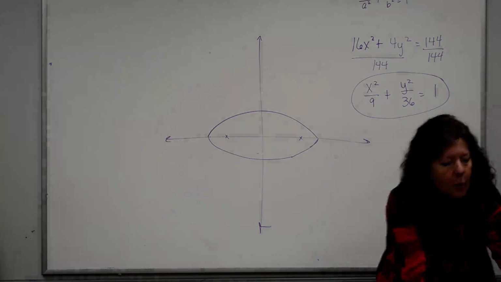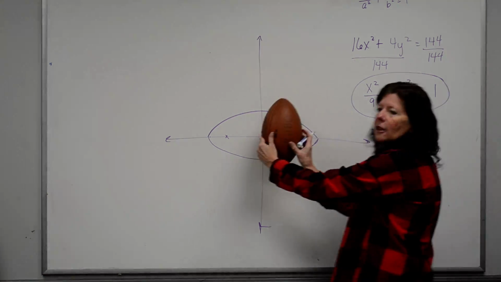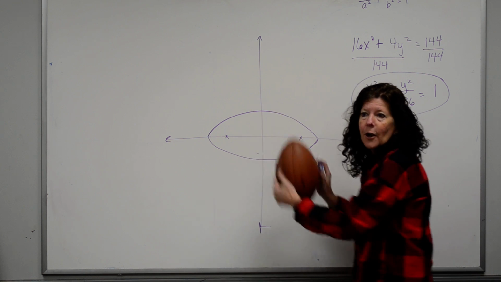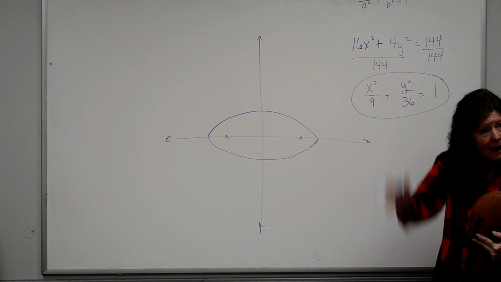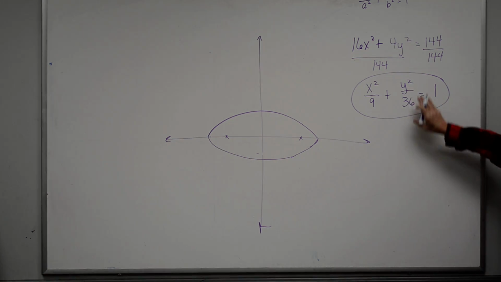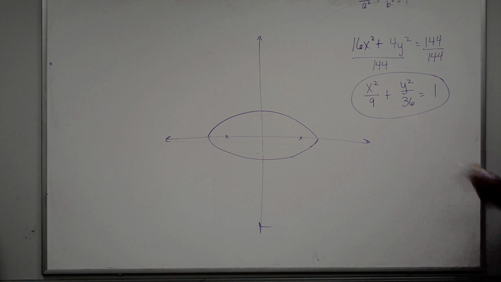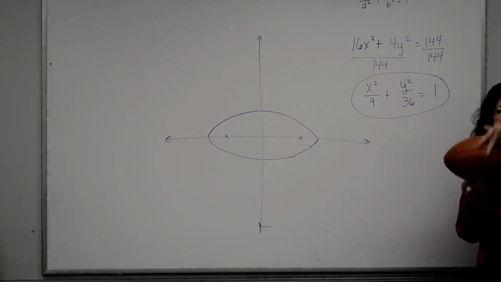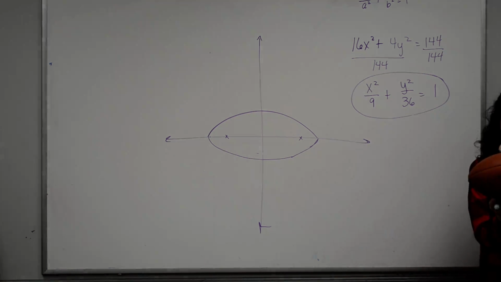So I know that this is an ellipse that has a major axis that's vertical. The y is your up and down, so that's how you can remember it. If the number under the y is the larger number, then you know your ellipse is going to go up and down. If the larger number is under the x, you know it's going to go horizontal.